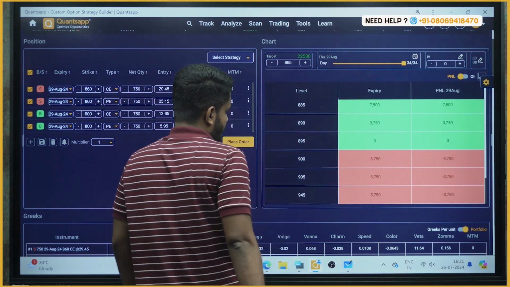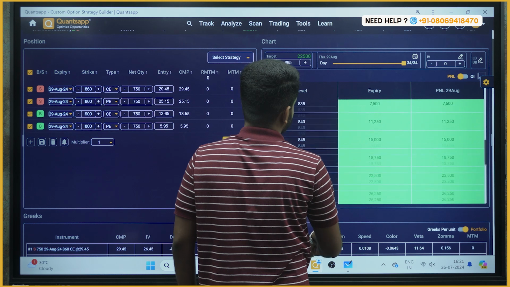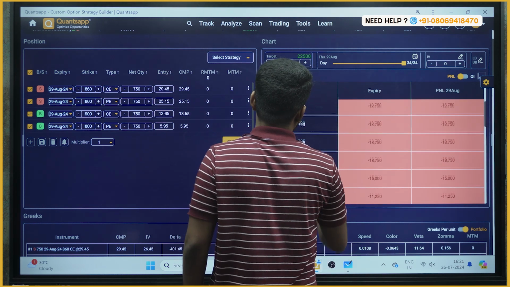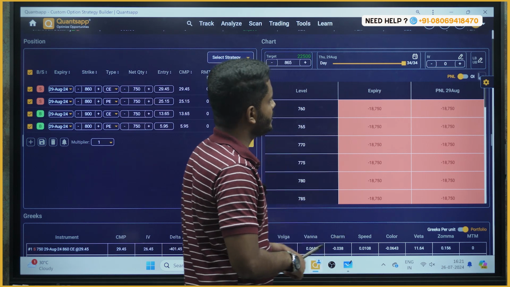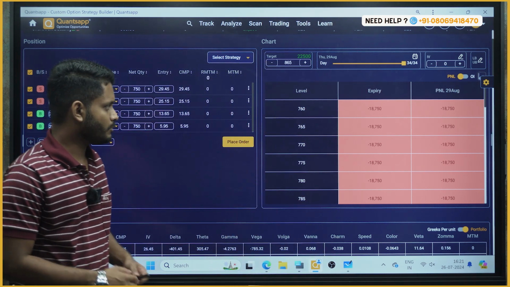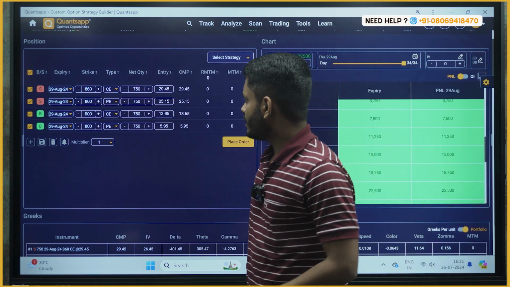And if the stock moves to say 945, you will be losing 3750. And if the stock falls to approximately 700 levels, or 760, 765, you will be losing 18,000 on the downside. Okay, so this was a short iron butterfly strategy.